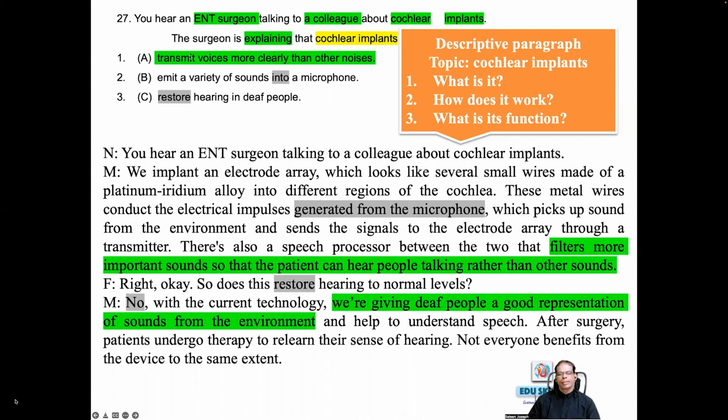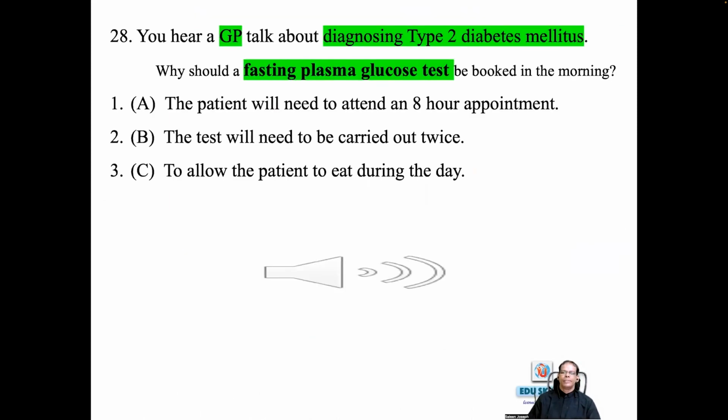As I said yesterday, that is a clear paraphrasing: transmit voices more clearly than other noises. So exactly the paraphrasing is given here. And when they asked, does this restore hearing to normal levels? They say no. With the current technology, we are giving deaf people a good representation of sounds from the environment. So this is like repeating the same thing, emphasizing it, saying no, it doesn't restore, but it does this. Is that clear? Yes.